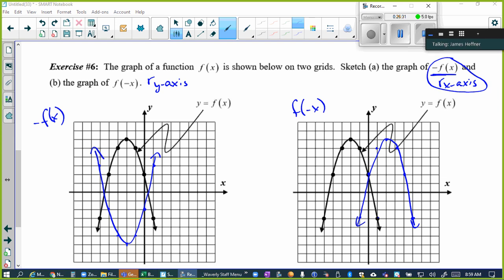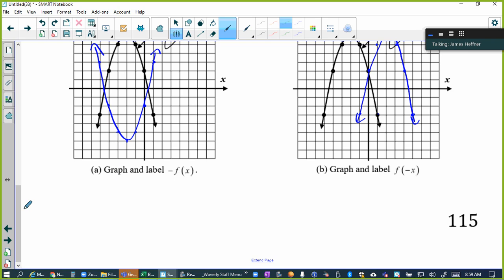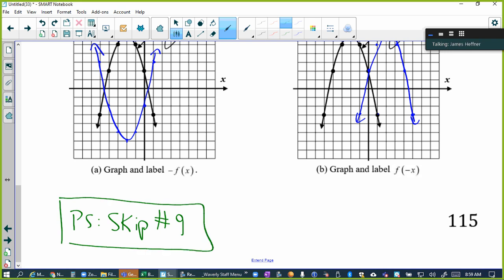All right, let me give you what your problem set will be. All of them except we're going to skip number 9. So your problem set will be just all of them but skip number 9. Does anyone have any questions on either 7-1 or 7-2 before we adjourn?